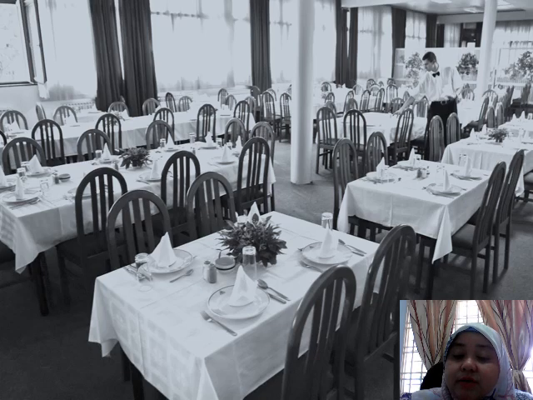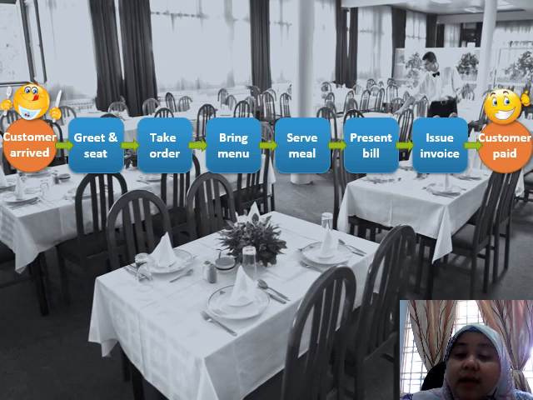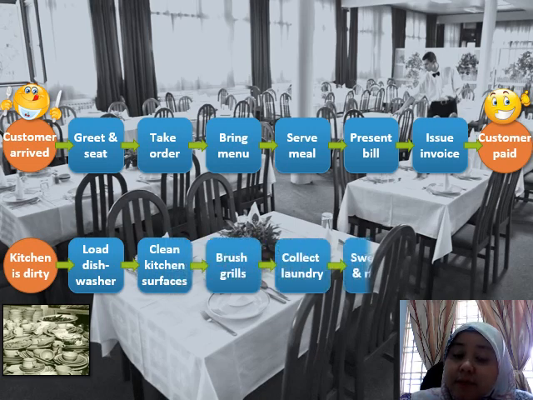Alright, we go back to the restaurant. The example earlier we have. So, what are the business processes that a restaurant can have? Okay, so when the customer arrives, they greet and take a seat. Then the waiter brings the menu and takes the order, serves the meal, presents the bill, issues the invoice, and the customer pays. All right. Next. And that is from the front.